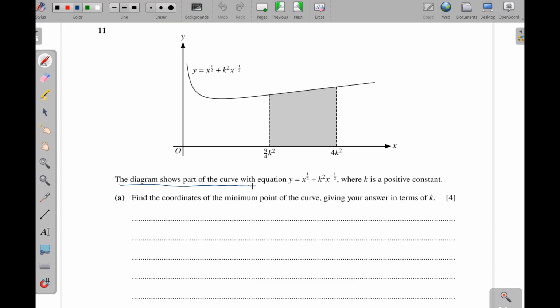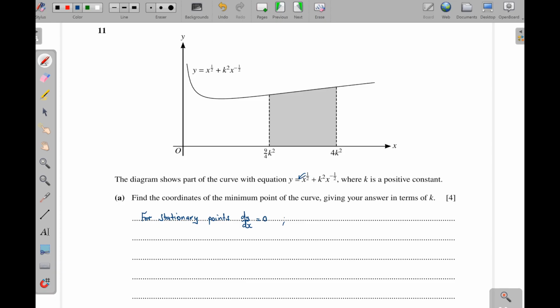Question 11. The diagram shows part of the curve with this equation here, where k is a positive constant. Part A, find the coordinates of the minimum point of the curve, giving your answer in terms of k. Now, what do we have to do here? Coordinates of the minimum point of the curve, that is differentiation. And we know that for stationary points, because stationary points can be minimum or maximum, right? For stationary points, dy/dx is equal to 0. Now let us differentiate here.